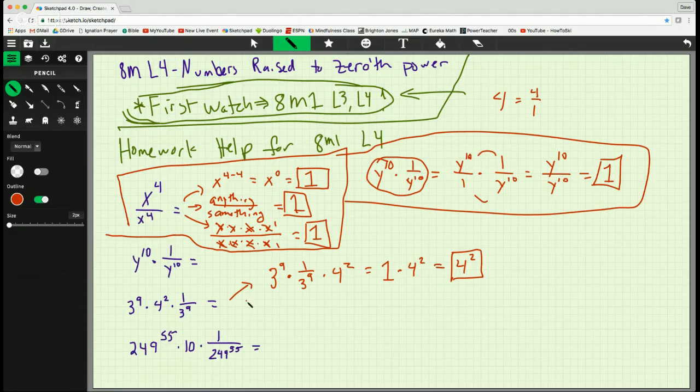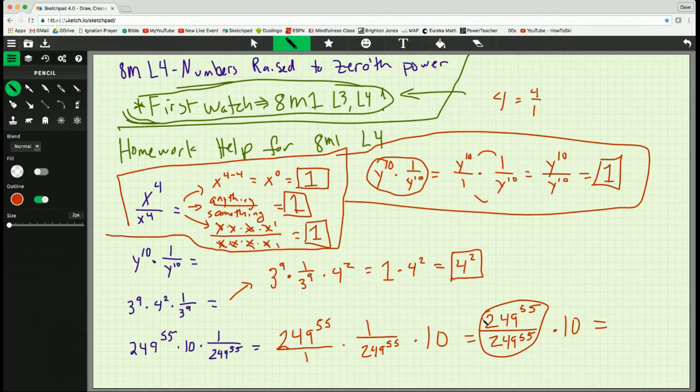Now, you should be able to do this last one, given that we just answered the third one. But we'll go ahead and do it. We're going to use our commutative property. We reorder our multiplication, and then we put the first piece over 1. I'll write this whole thing out: 249 to the 55th over 1 times 1 over 249 to the 55th times 10. Well, this is equal to 1. So 1 times 10 is 10.